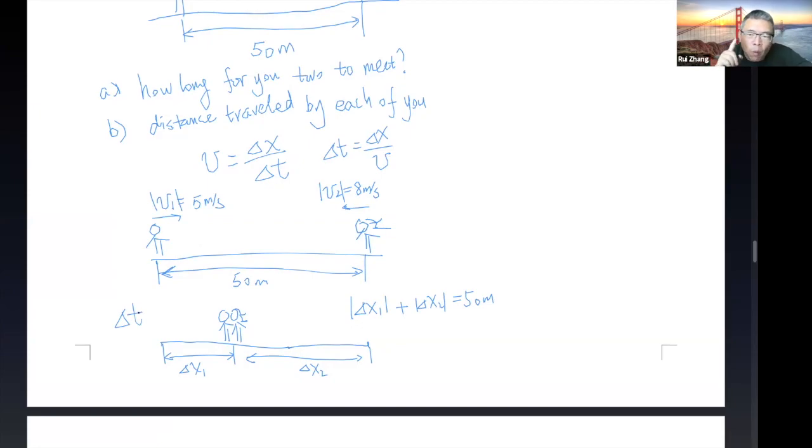First of all, there's only one delta t, because you guys meet at one point. It takes the same amount of time for this person to travel this much and for the second person to travel a little longer distance. The time it takes is the same for these two motions, from here to here. So it's a single delta t you're looking at.